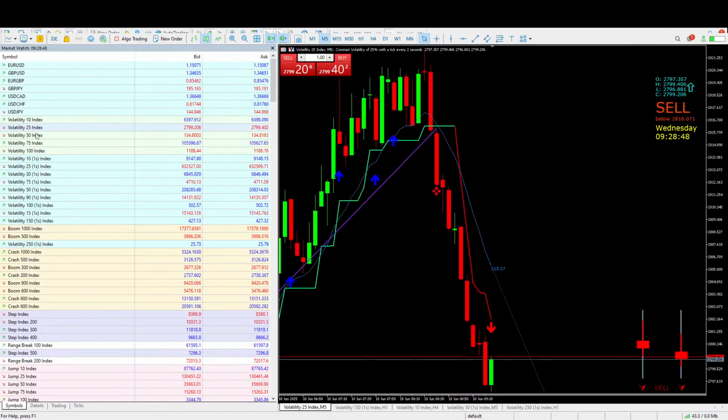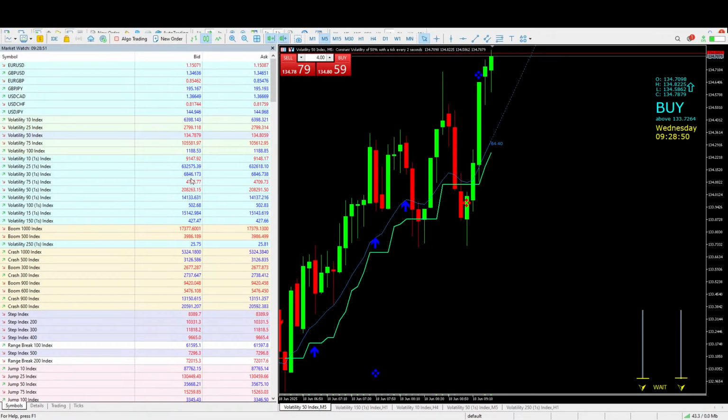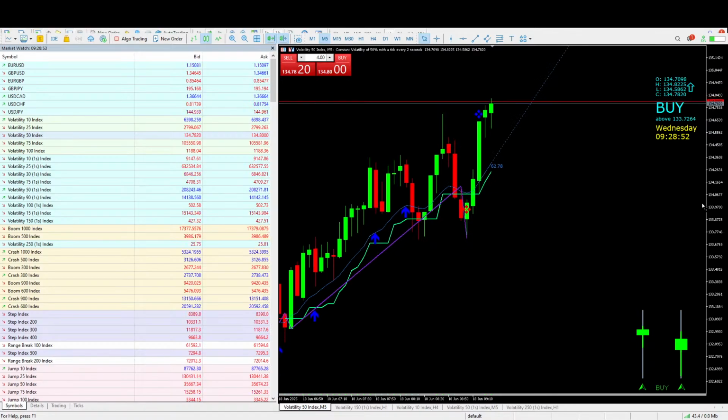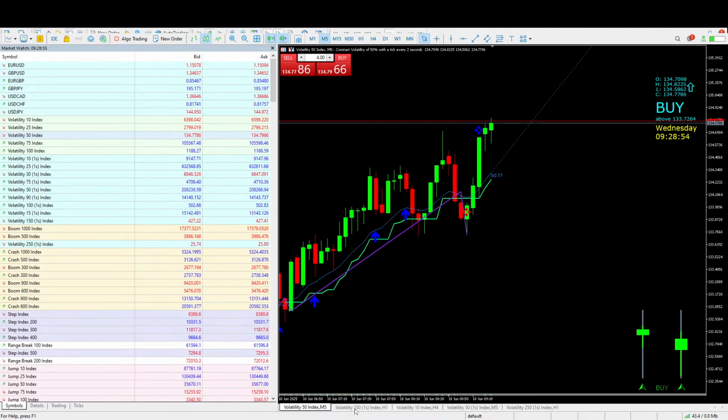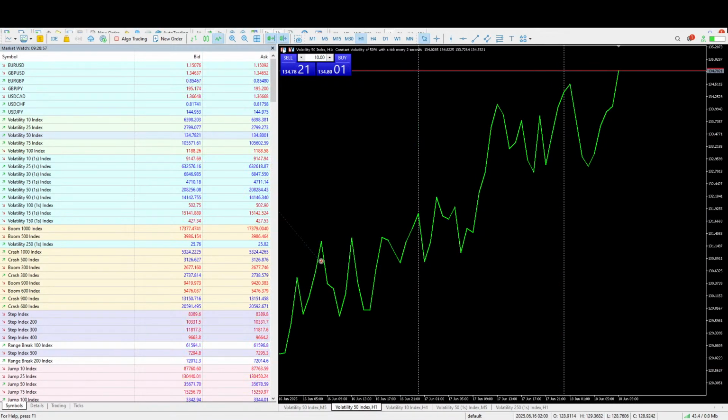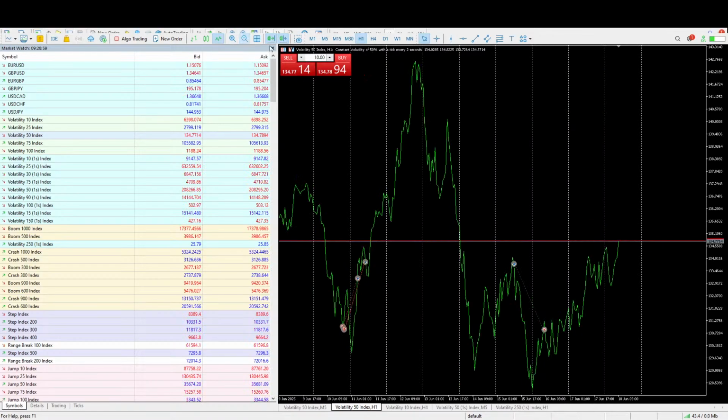150, I mean, 150 is good. Volatility, let's see, this one is telling us to wait. Volatility 50 index, let's see. Let's do the same. We're getting a buy signal there.